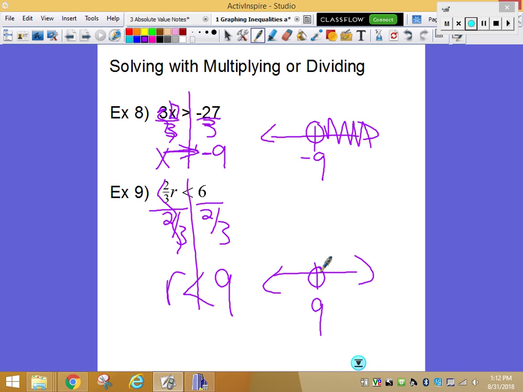Put your circle. It's not shaded in because there is no line underneath it. And if you make this an arrow, it goes to the left. So we shade to the left.